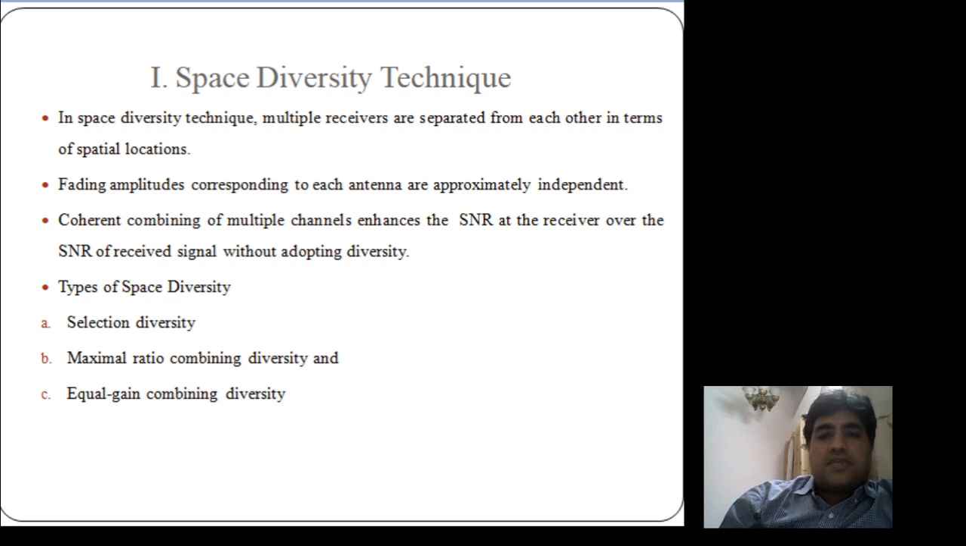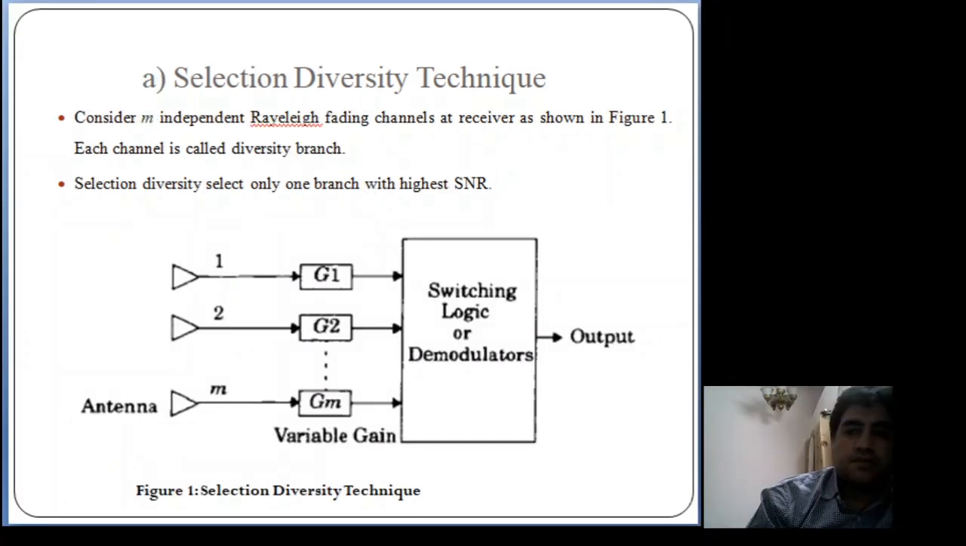This space diversity is further classified into three different types. One is selection diversity, second is maximal ratio combining diversity, and third is equal gain combining diversity. So first is selection diversity. It is a type of space diversity.